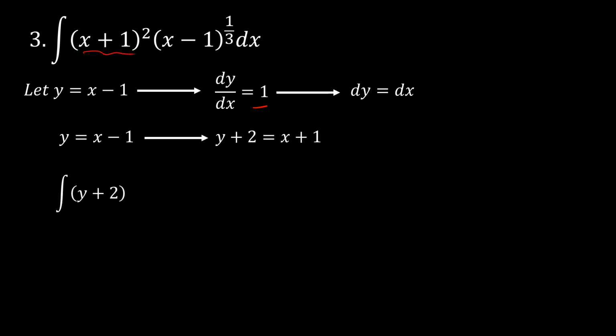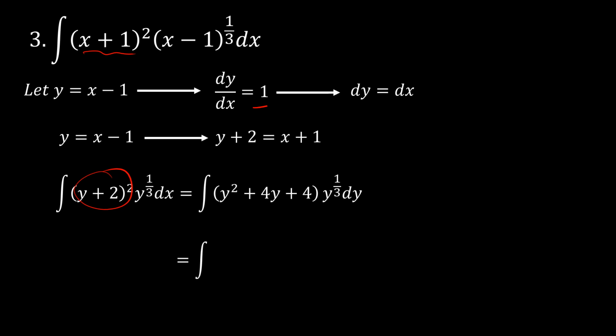So now plugging in y in place of x minus 1, we have y to the power 1/3. In place of x plus 1, we have y plus 2. So this becomes y plus 2 squared times y to the power 1/3. And when you expand this part here, what you get is y squared plus 4y plus 4. And then you multiply y to the power 1/3 across, the cube root of y, and so you get y to the power 7/3 plus 4y to the power 4/3 plus 4y to the power 1/3.